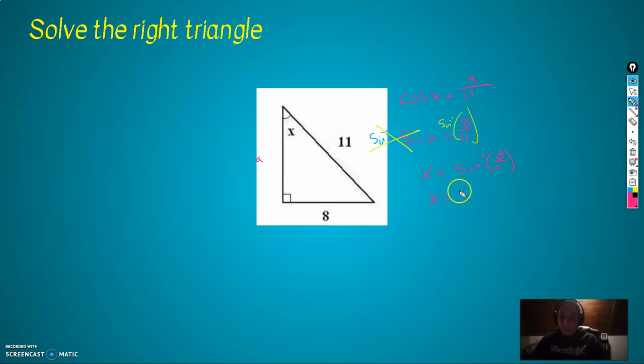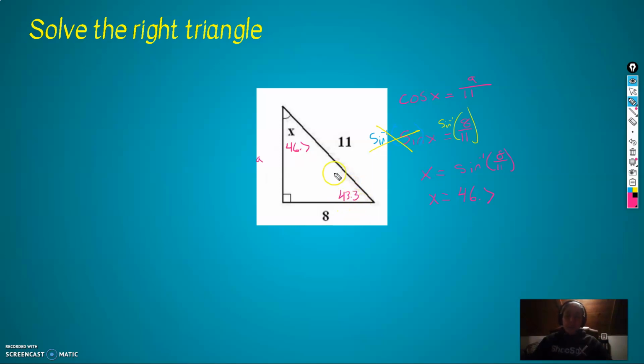46.7, I'll call that. 46.7. So x is 46.7. How could I find this angle here? Well, that's just 180 minus 90 minus 46.7. So what is 180 minus 90 minus 46.7? That'll give us 43.3. Right, because there are 180 degrees in a triangle, so I can find that angle.